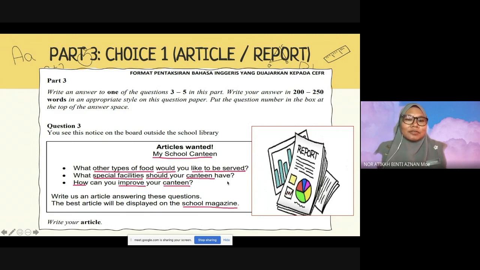Alright, so for this one, it's clearly you have to write an article, and this is for your school. It's more professional. It talks about serious matters, a much more serious discussion. So we talk about the school canteen. I have highlighted the keywords, and you have to make sure that the tone of your writing is formal, and you have to remember that this is for your school.